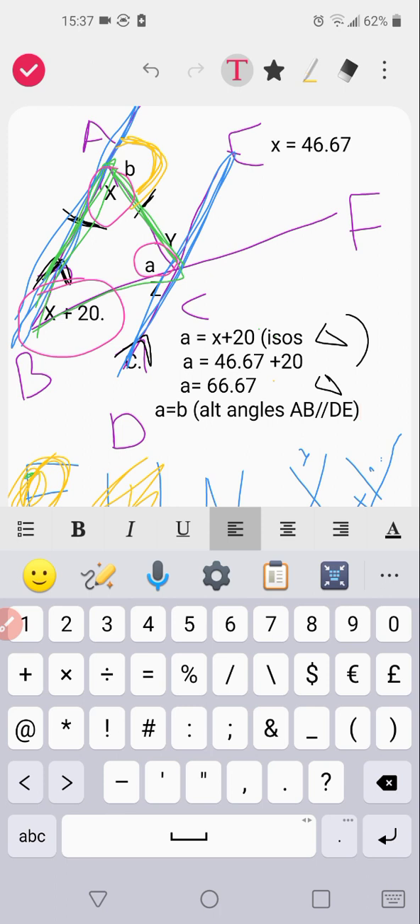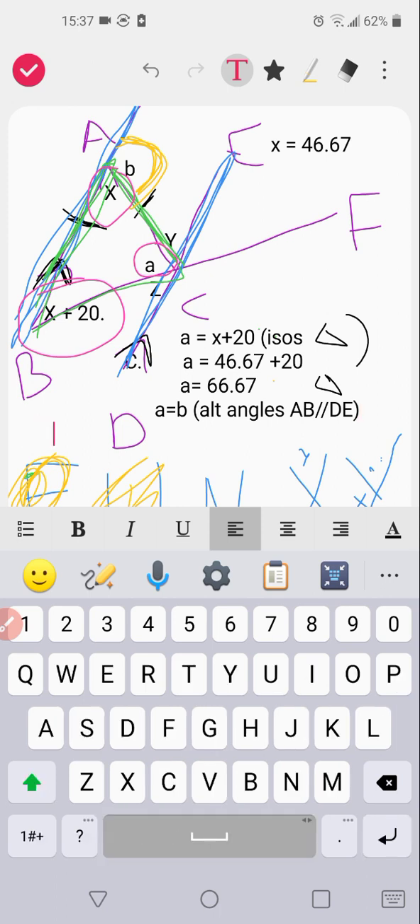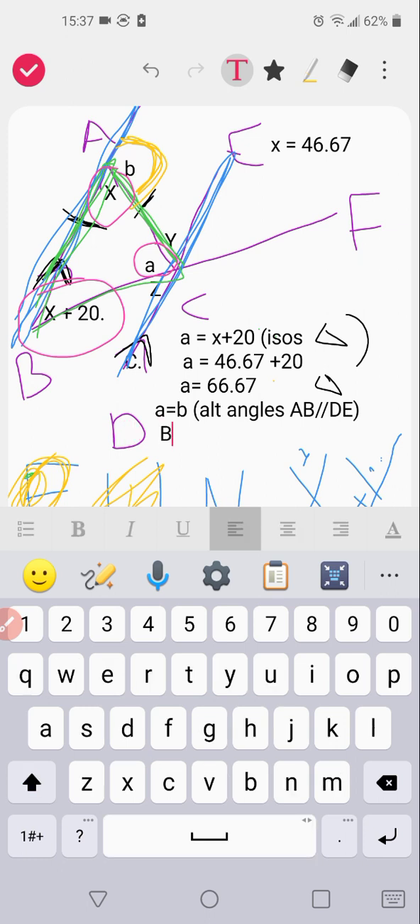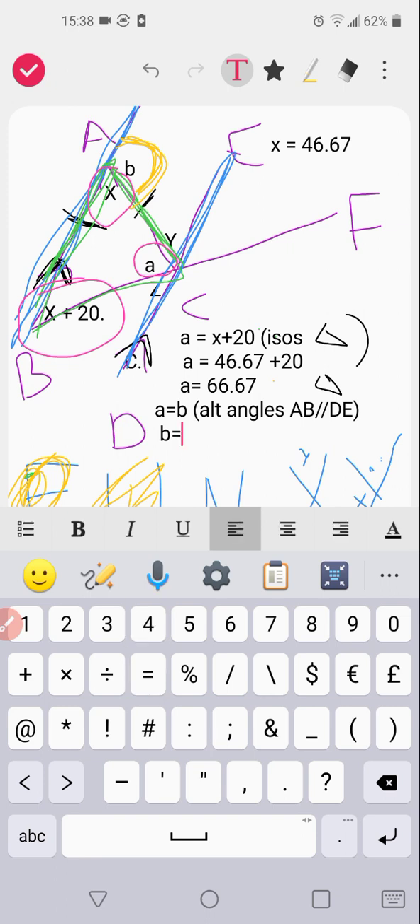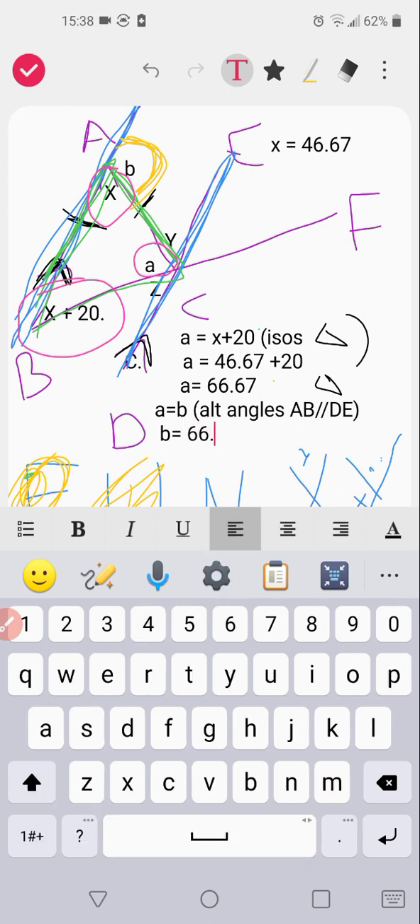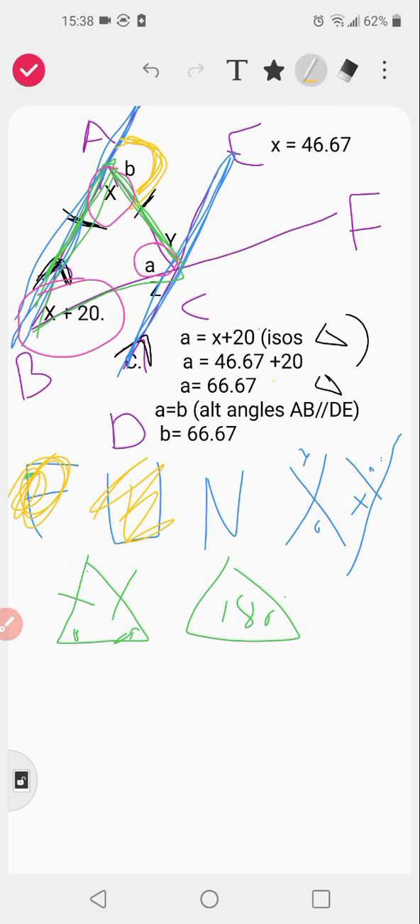So that's my reason. But we actually have the degrees for that. So we can say that B, small letter b, equals 66.67 degrees. So now we've got our x, we've got our a, and we've got our b. For the y, we're also going to use this n because it's right there, and it's going to be equal to the x. You see that?